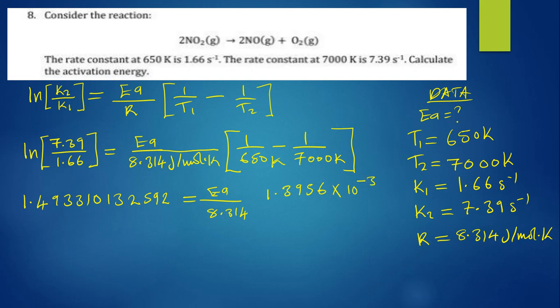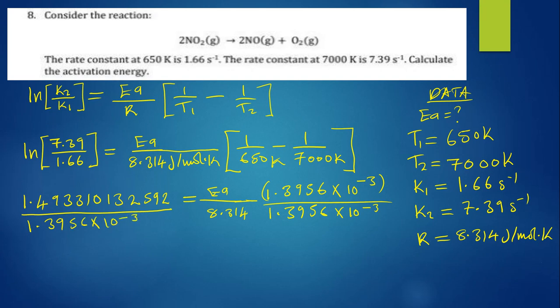And then our aim is to solve for the activation energy. So what can we do? We'll divide both sides by this same 1.3956 times 10 to the power negative 3. Even this side, 1.3956 times 10 to the power negative 3. So once we cancel this side, then we divide this side.